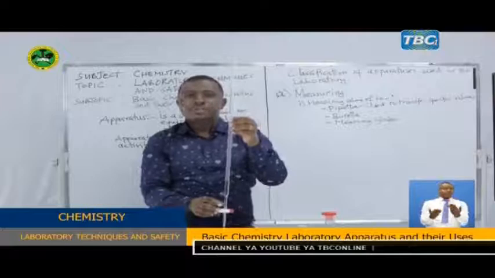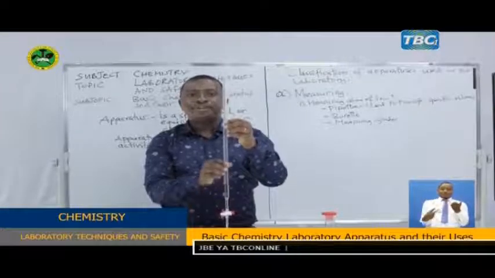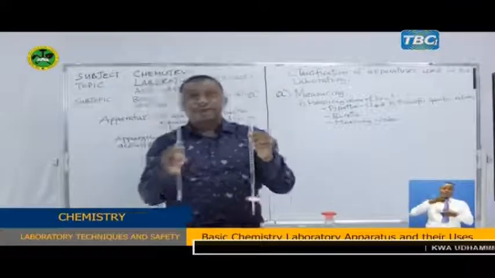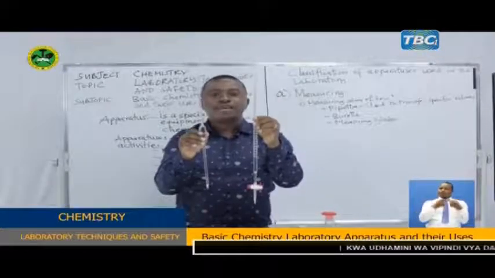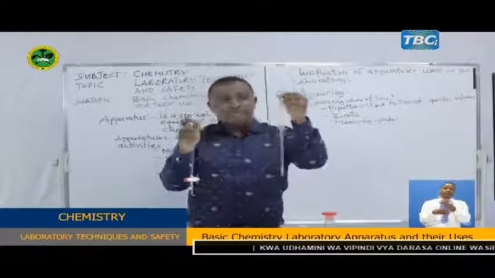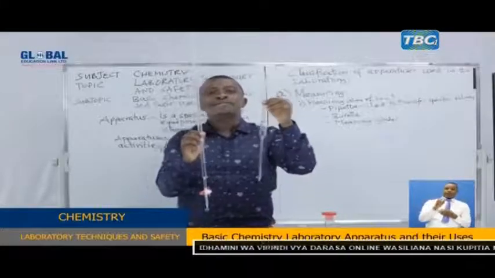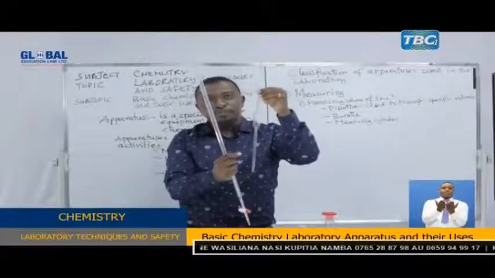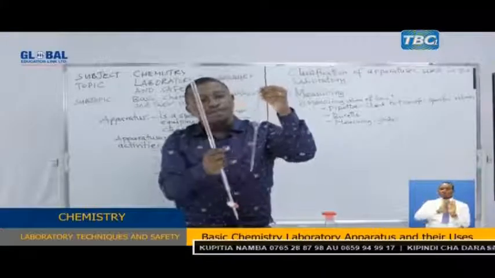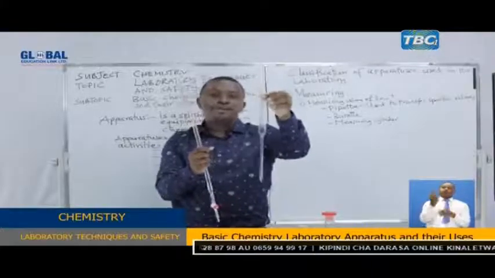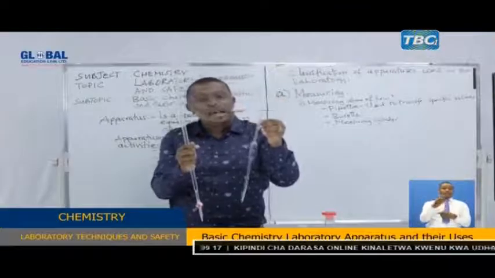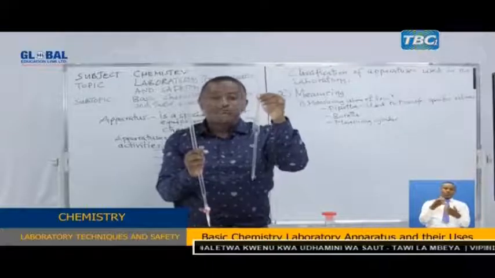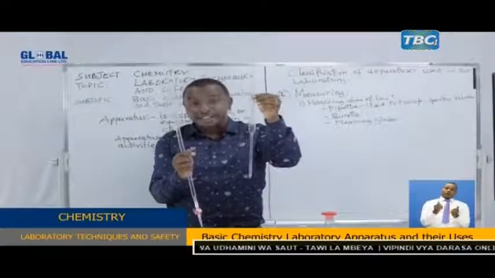Now class, most of the students fail to differentiate between a burette and a pipette. Today is the end of your confusion. A pipette is fixed to certain volumes. This one here only measures a specific volume. It transfers a specific volume. This one is special for 25 cubic centimeters. Therefore, it can be of different sizes. It can be a pipette of 20, a pipette of 25, or a pipette of 10.